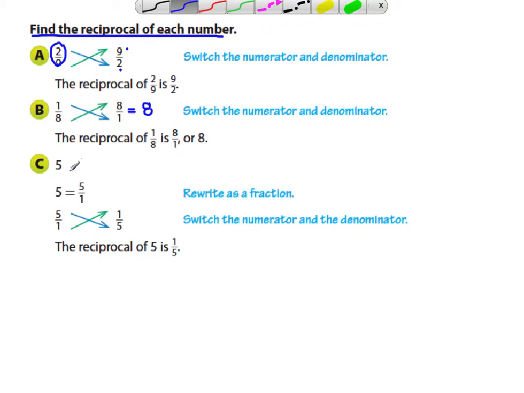So here we're trying to find the reciprocal of 5, and that's what I was just mentioning earlier. 5 is a whole number, but we can still find the reciprocal of it. First, you're writing 5 as a fraction. 5 over 1 would be your fraction version of 5. They're equivalent. So here's 5/1. We switch the numerator and the denominator, and I wind up with 1/5. So the reciprocal of 5 is 1/5.